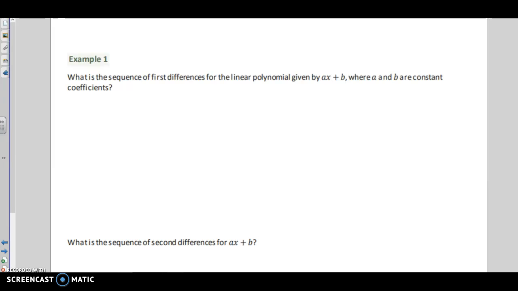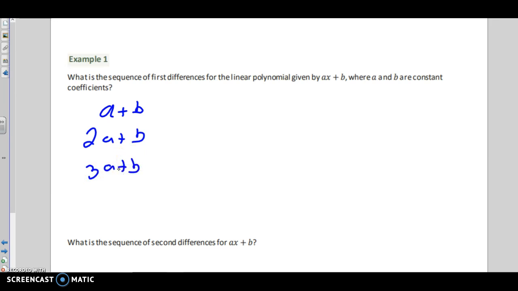So let's look at the sequence of first differences for a linear polynomial. If a and b are my constant coefficients, I'm going to have my first general polynomial for linear, a plus b. My second would be 2a plus b. My third would be 3a plus b.